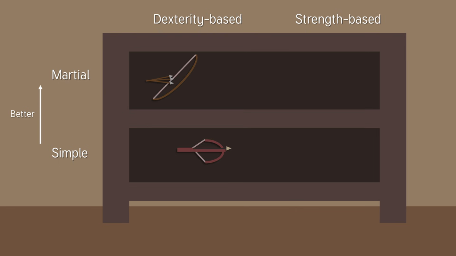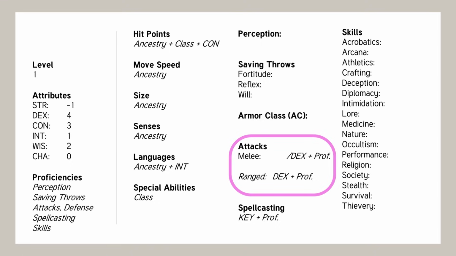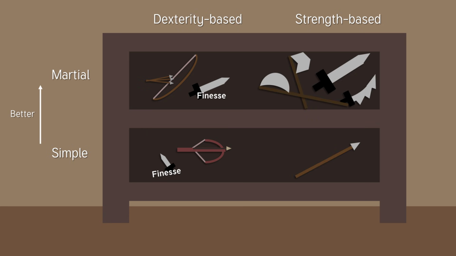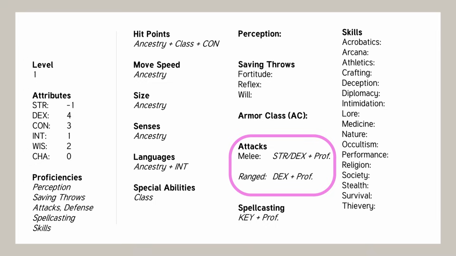Dexterity weapons include ranged weapons and melee weapons with the finesse trait. These weapons use your dexterity attribute on the attack roll. Strength weapons include most other melee weapons, which use your strength attribute on the attack roll. You can also write down the weapon damage. That's how many hit points you can take away from the opponent on a hit. All melee weapons and thrown weapons add strength to their damage.